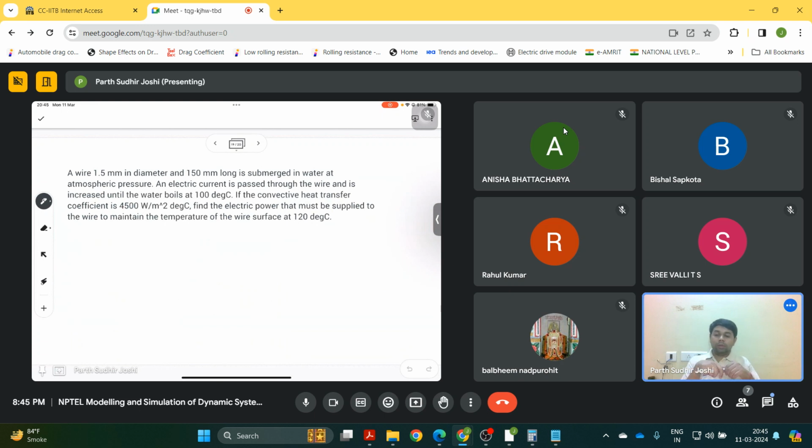Yeah, so we have this another simple problem related to thermal systems. So we have a wire which has a certain diameter and length, and it is submerged in water at atmospheric pressure, and an electric current is passed through the wire, and it is increased until the water boils at 100 degrees Celsius. So if the convective heat transfer coefficient is given, then we have to find out how much electric power we need to provide so that the surface temperature of the wire is maintained at 120 degrees Celsius.